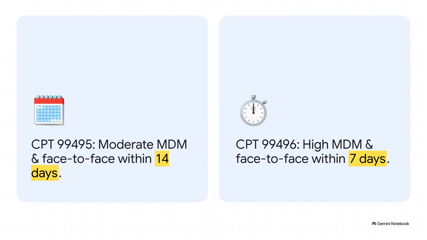So choosing the correct code really comes down to a dual pivot point: medical decision-making and time. CPT 99495 gives you a 14-day window for that face-to-face visit, provided the MDM is of at least moderate complexity. CPT 99496, on the other hand, shrinks that window down to just 7 days because you're dealing with a highly complex patient requiring high MDM. Both of these elements have to align perfectly for you to select the right code.